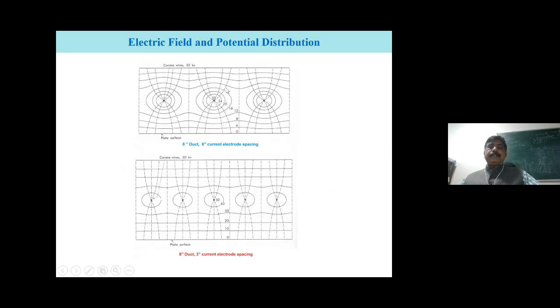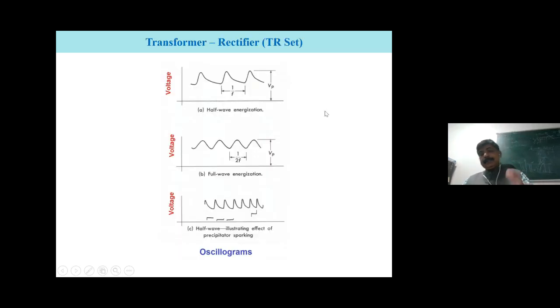Now these are all the electric field and potential distribution. You may not be interested, or you will find it in Harry J. White's textbook. This you need to be careful about. What is the TR set and what does it do?